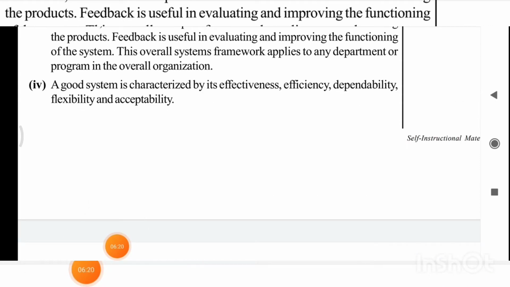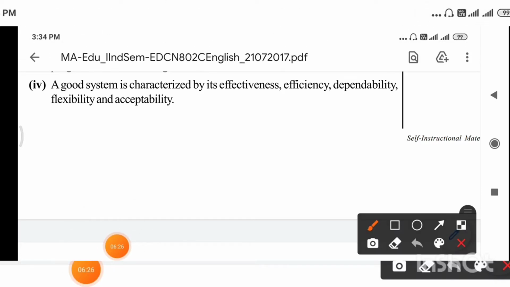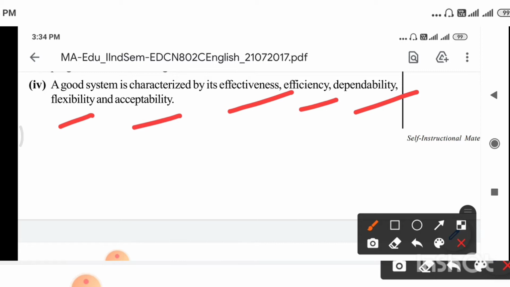Now, how is a good system characterized? They may ask you what are the characteristics of a good system. So you need to remember that a good system is defined by its effectiveness, its efficiency. Efficiency means ability to work. Dependability, flexibility, and acceptability. So these are the factors through which a good system can be defined.